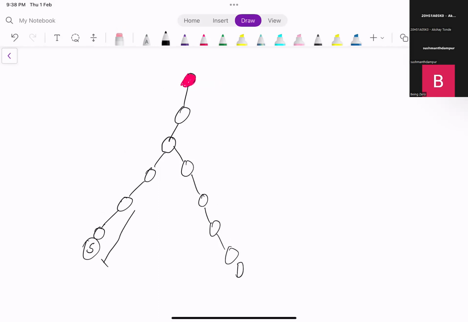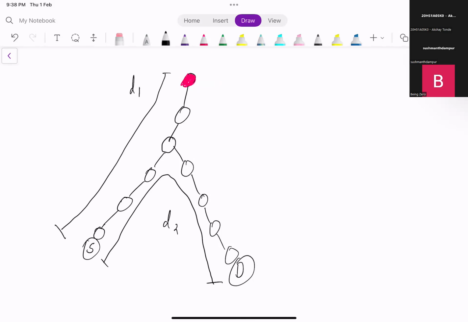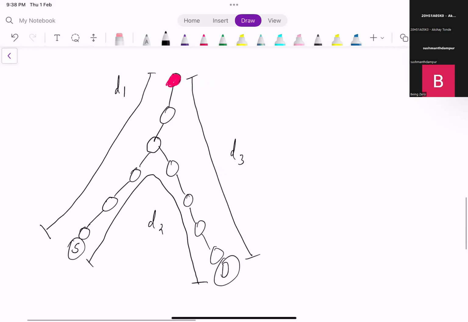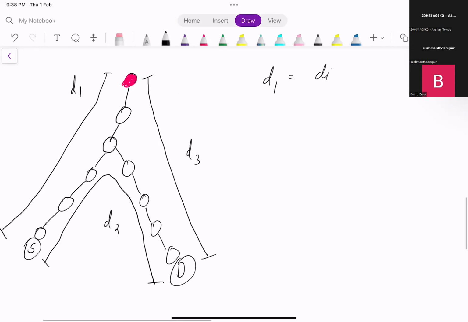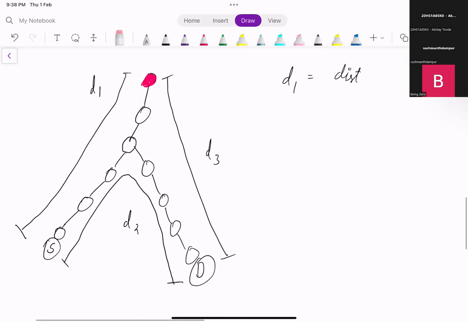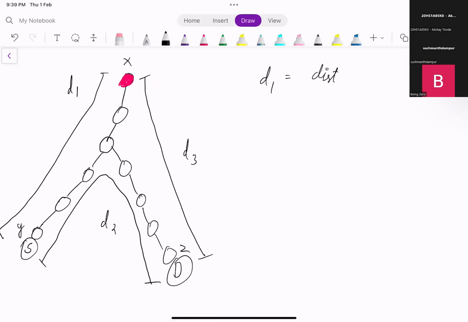Let us call this distance d2, let us call this distance d1, and let us call this distance d3. Now, how can we get these distances? I'm naming these nodes x, y, z. So this is x, this is y, this is z. We can get it by the distance that we computed previously.